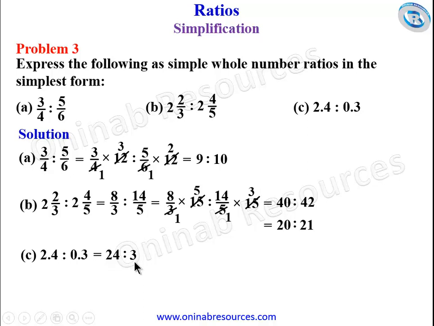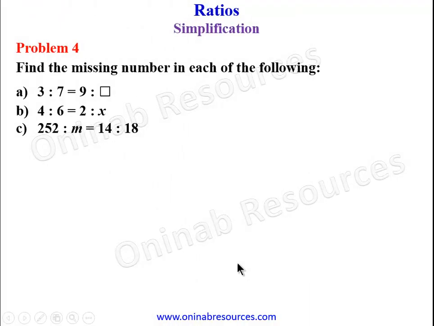And this is still divisible by 3. 24 divided by 3 gives 8. 3 divided by 3 gives 1. Our final answer is 8 ratio 1. And that's all for the solution of problem 3. We then go to problem 4. Problem 4: find the missing number in each of the following.